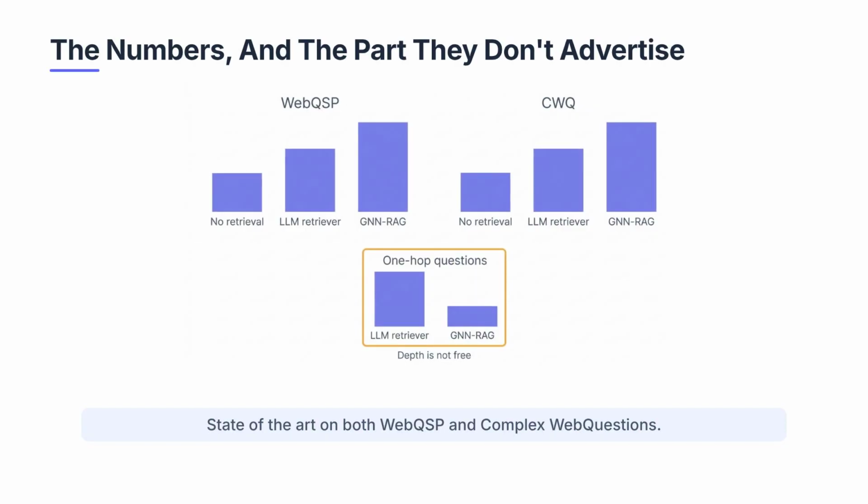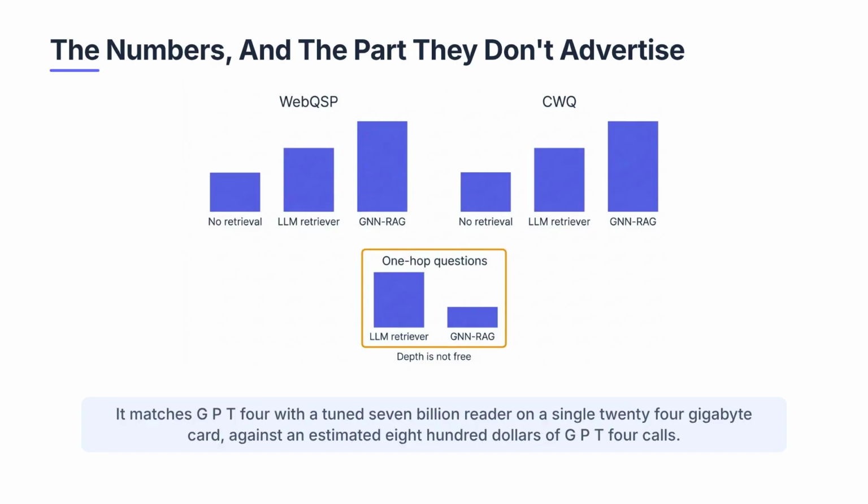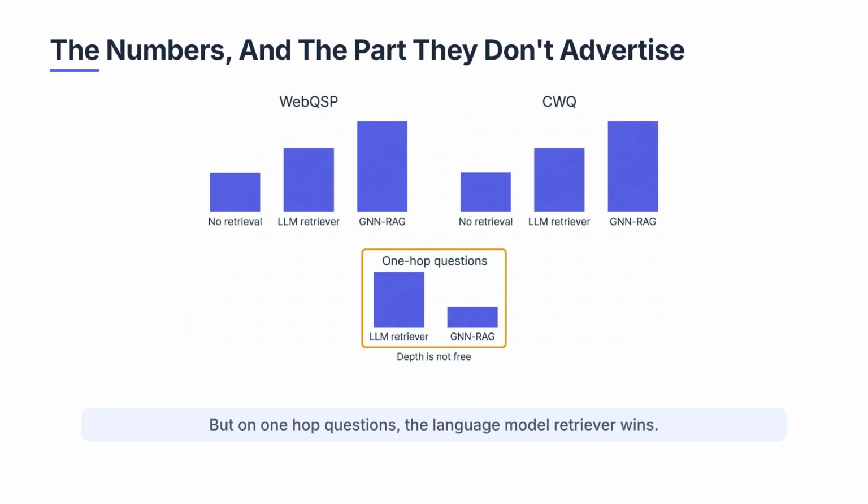State-of-the-art on both WebQSP and complex web questions. With retrieval augmentation, an F1 of 73.5 and 60.4, and between 8.9 and 15.5 F1 points over competing methods on multi-hop and multi-entity questions. It matches GPT-4 with a tuned 7 billion reader on a single 24 gigabyte card against an estimated $800 of GPT-4 calls. But on one-hop questions, the language model retriever wins.